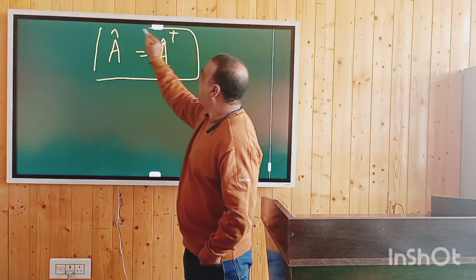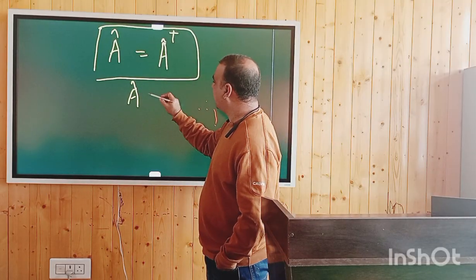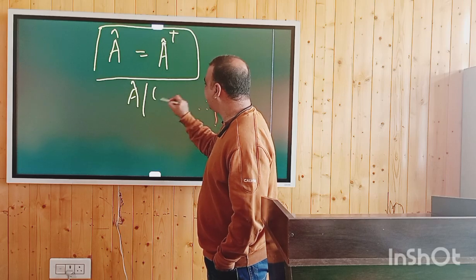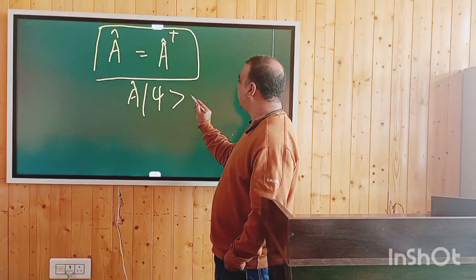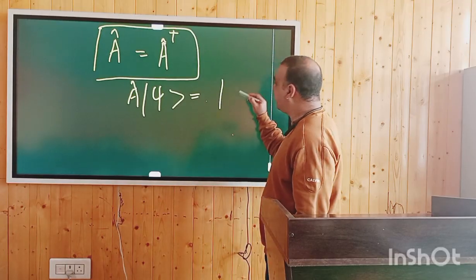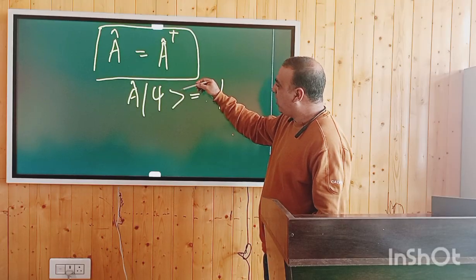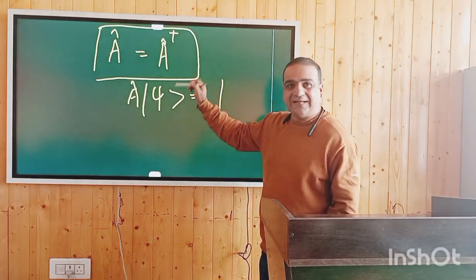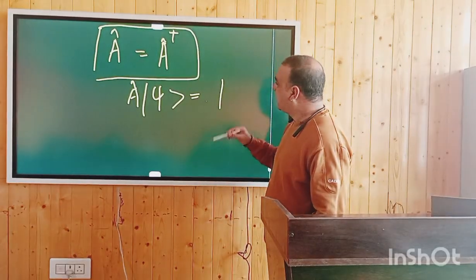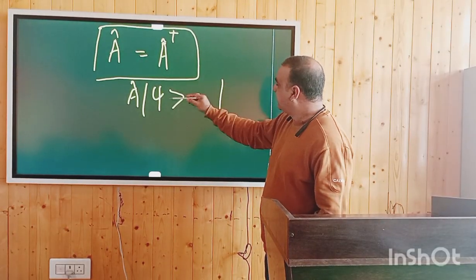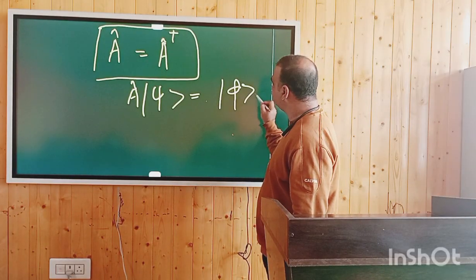Suppose I have this operator, a Hermitian operator. It acts on some state psi, and this equals some other state, because all of you know that when an operator acts on an eigenvector, it transforms that vector into another vector, so it goes into the next state, say phi.